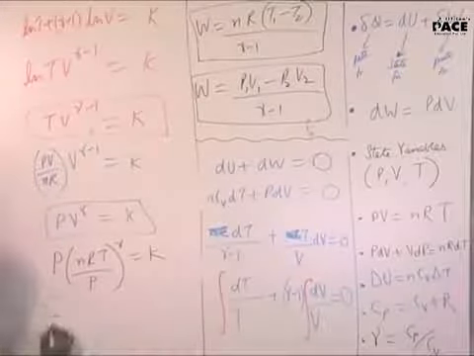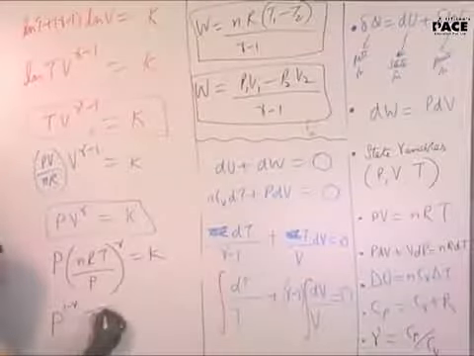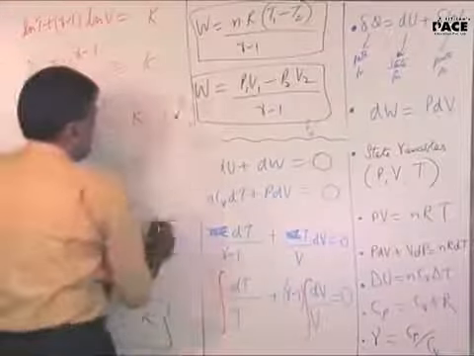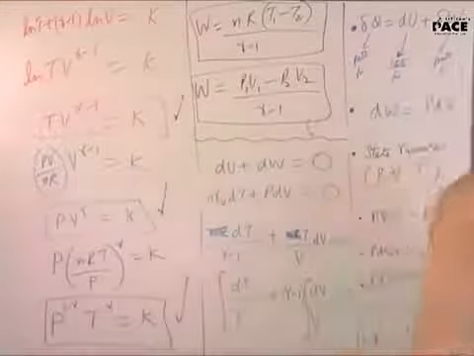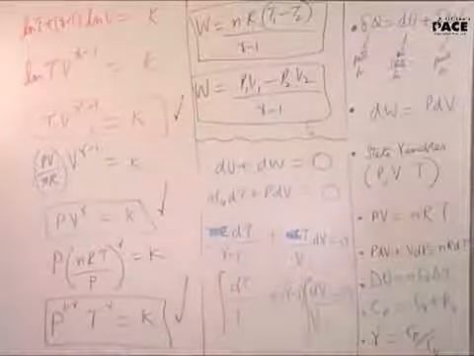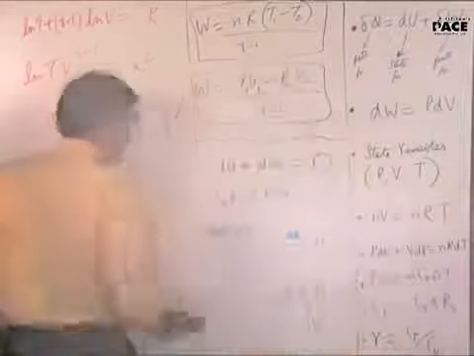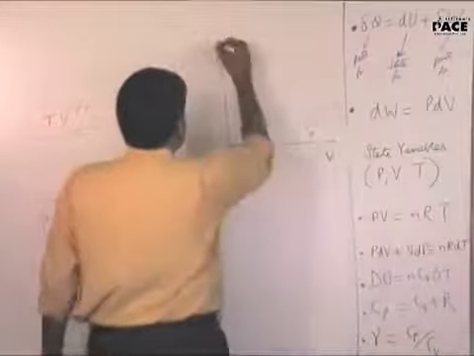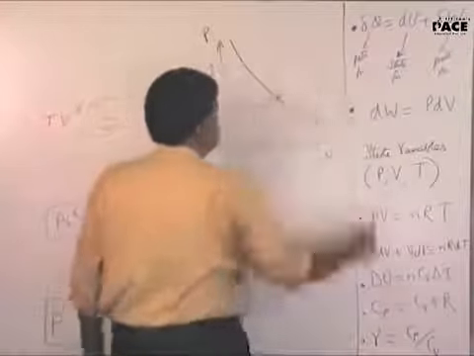So we can write this as P to the power 1 minus gamma times T to the power gamma is a constant. The red, the blue and the black boxes are called the adiabatic relations. Remember them? Yeah, can we move on? Let's look at the PV graph.